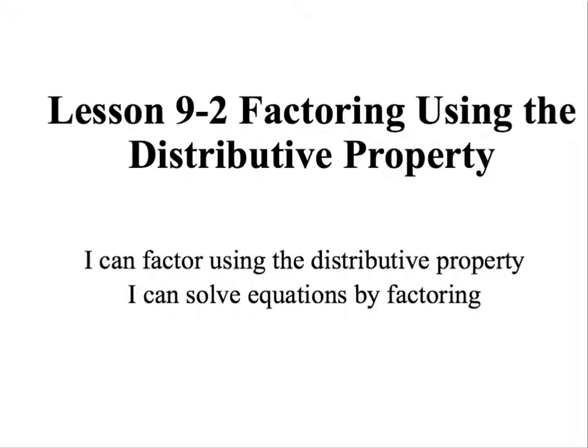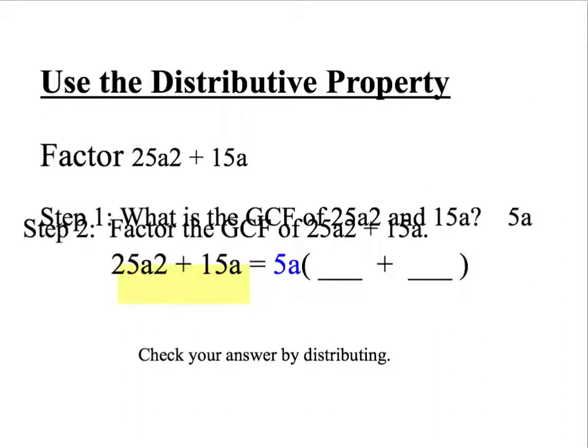In this lesson, we're going to learn how to factor using the distributive property, and then we're also going to try and solve equations by factoring. Okay, so we're going to use what we learned in the last lesson about greatest common factor. So here in the first one, I have 25a squared plus 15a. So I first want to think of, well, what's the greatest common factor of 25a and 15a?